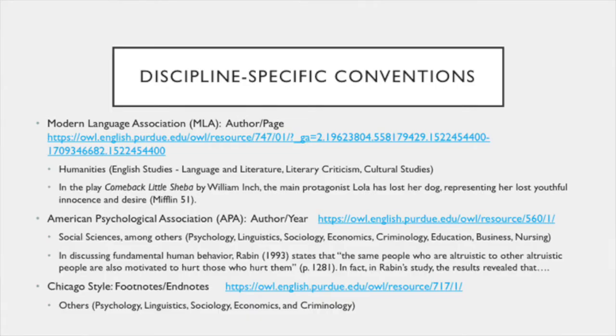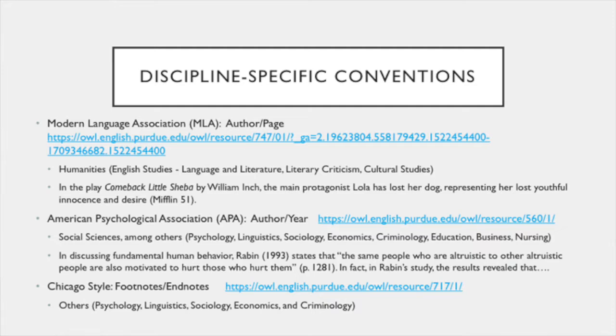For example, within the humanities disciplines, for example, English studies, language and literature, literary criticism, cultural studies, students and scholars use MLA style for documentation of sources. MLA stands for the Modern Language Association, and when you cite sources in this style of documentation, you use what's called author page style. That is, you cite the author's name and the page number on which the citation occurred in the original. Now, why is this? Why are we concerned about author page in these disciplines?